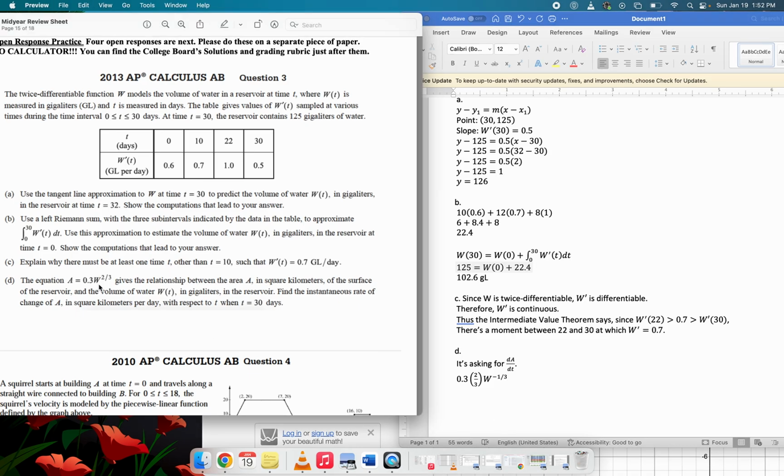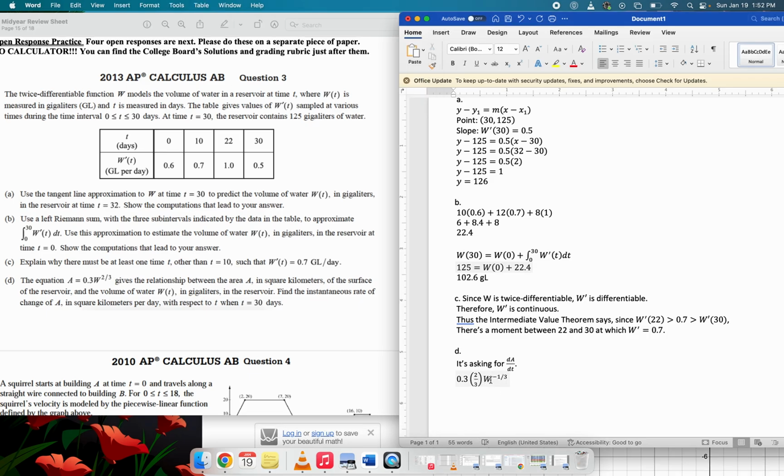So with that in mind, the outside function is 0.3 blank to the 2/3. Chain rule says take the derivative of the outside function, which is 0.3 times 2/3 blank to the negative 1/3. What goes on the inside of the blank? Well, just W, the original inside function. But you also have to multiply by the derivative of the inside function, W prime of t, okay? So you pick up an extra factor of W prime of t.